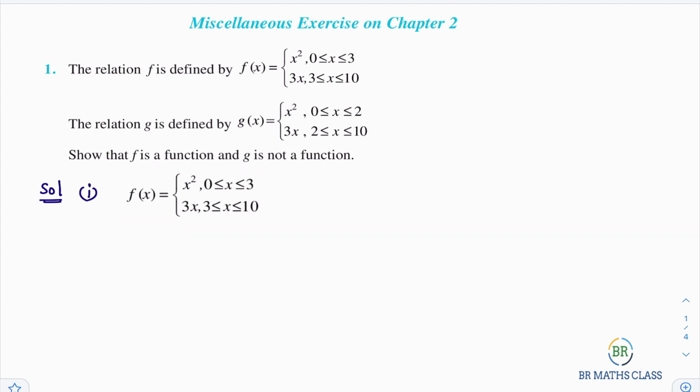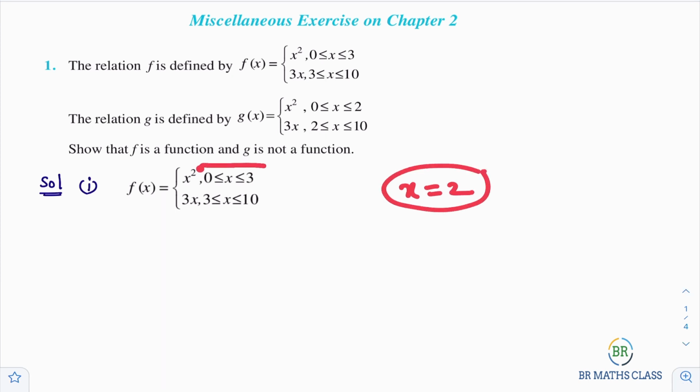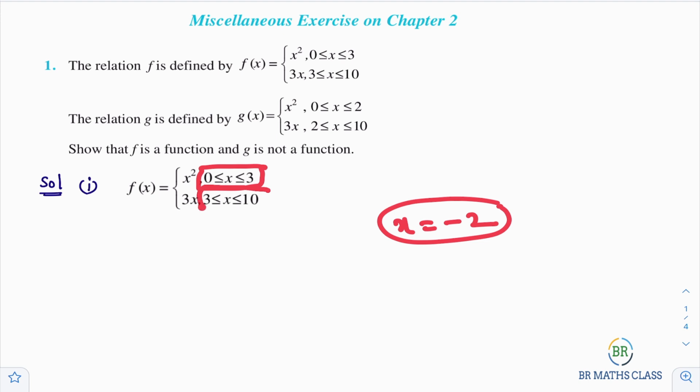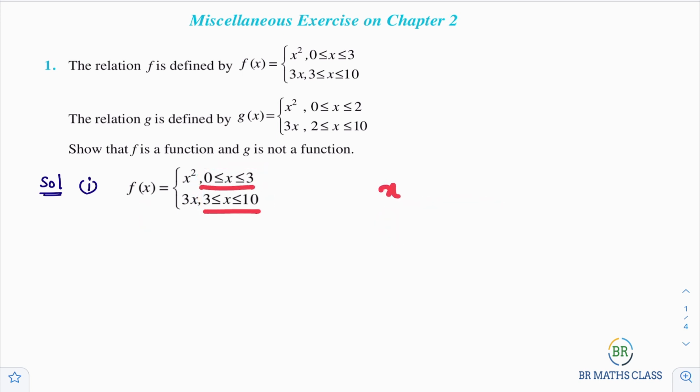First, observe for what values of x this f of x is defined. Suppose x equal to 2. When x equal to 2, you observe 2 is in this interval. Then I need to choose f of x as x square. When x equal to 5, you can observe that 5 is in this interval, then I'll choose f of x as 3x. When x equal to minus 2, f of x is which one, first one or second one here? Minus 2 is in this interval or in this interval? Minus 2 is not in any one of these two intervals.